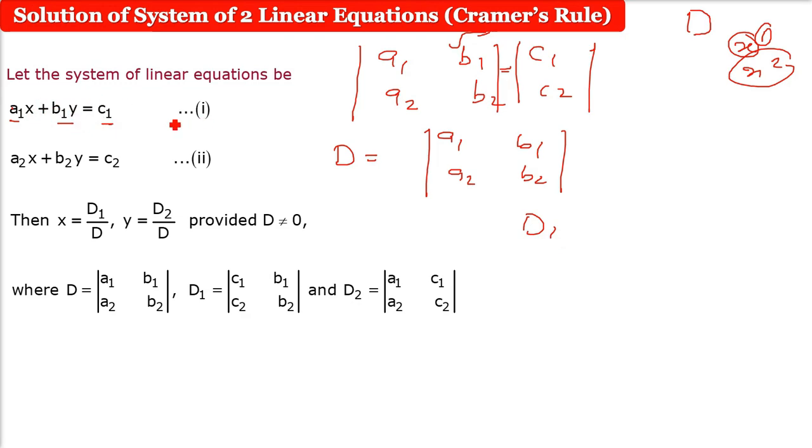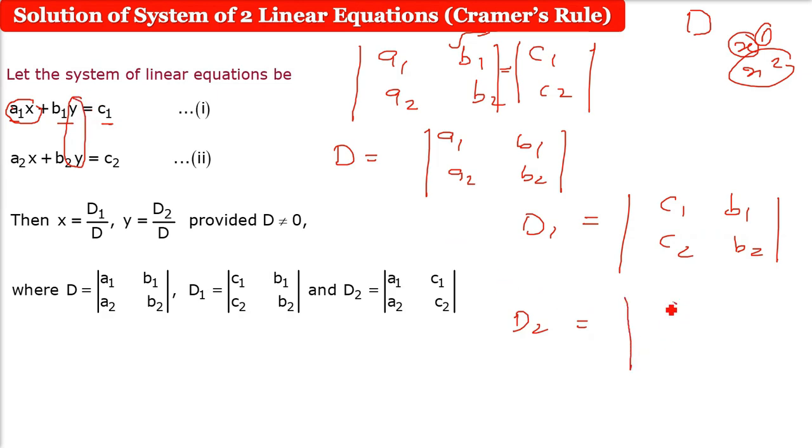Now when you try to find d1, you are actually targeting x. So in place of a1, a2, you are going to replace c1, c2, while b1, b2 remain the same. This is d1. How about d2? In place of y, because you are targeting y here, in place of b1, b2 you replace c1 and c2, and a1, a2 remain the same.